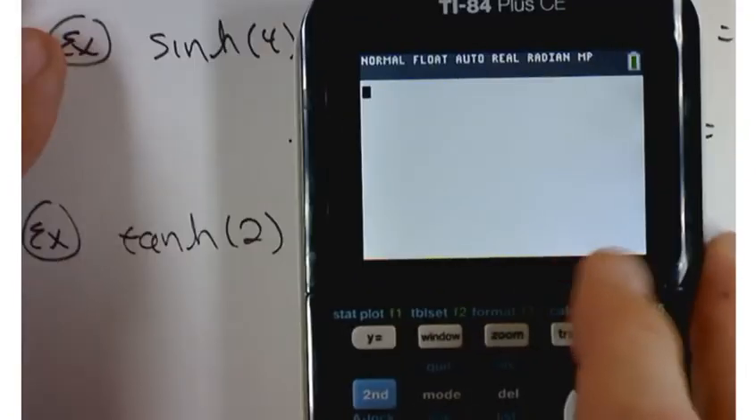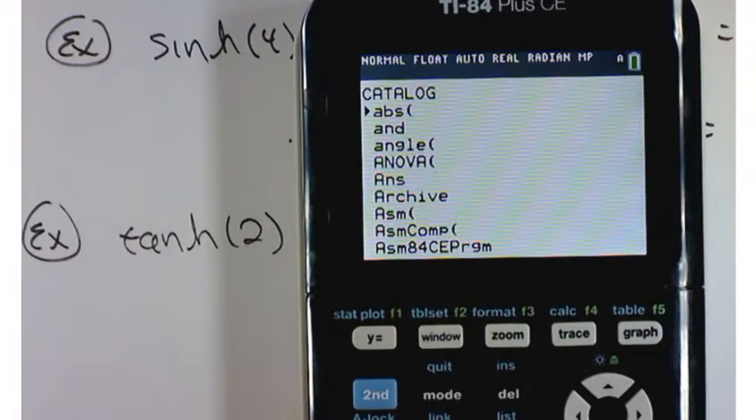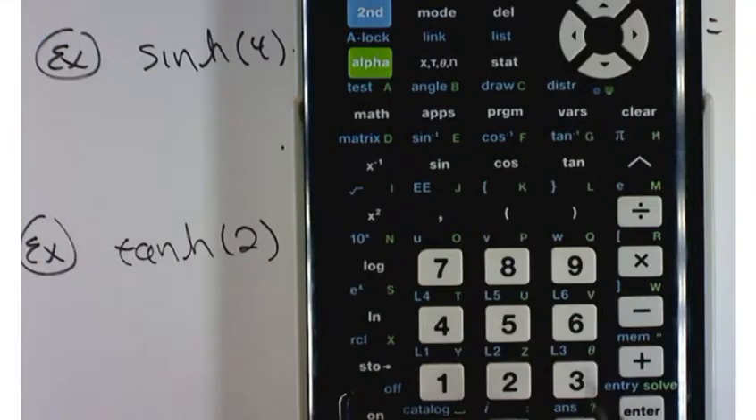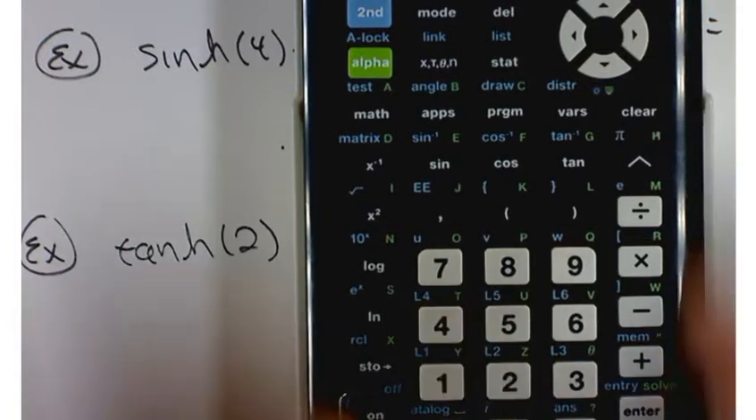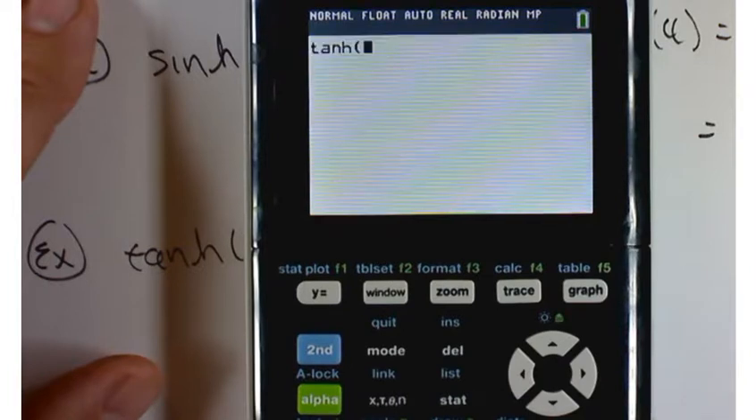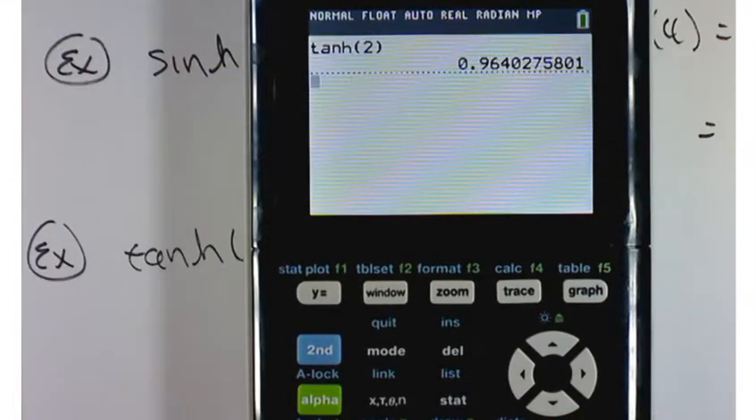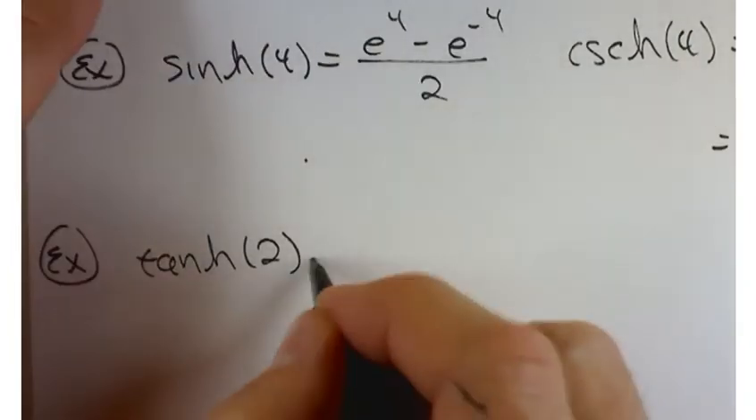So again, go to the catalog, second, 0. To jump down to the T's, what button should I push? 4. If you notice, right above the 4 up to the right, there's the letter T. So you jump down to the T and don't have too far to go. Hyperbolic tangent. I want the hyperbolic tangent of 2. 0.96. Nice. So maybe a couple easy points on this one.